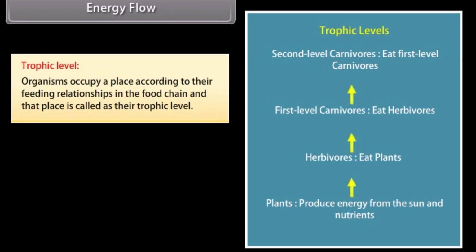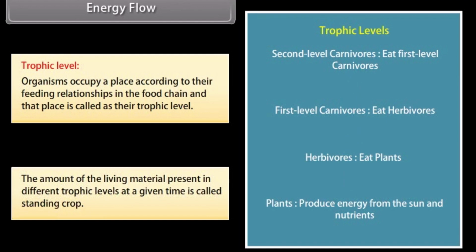At the third level, first level carnivores are present because they eat herbivores. At the fourth level, second level carnivores are present because they eat first level carnivores. The amount of living material present in different trophic levels at a given time is called standing crop.